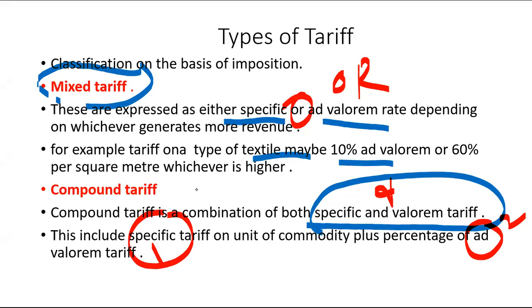Suppose that we are importing gold. For example, 3 kilo of gold. We will be charging at specific because it is on weight, and beyond that, it will charge on value. That is known as compound tariff. Okay.